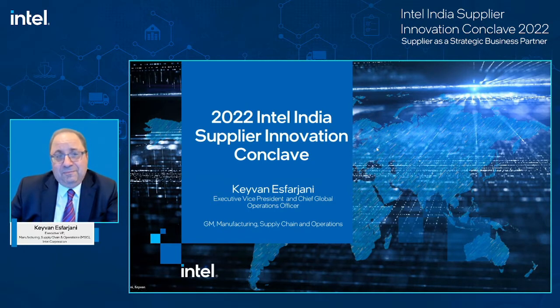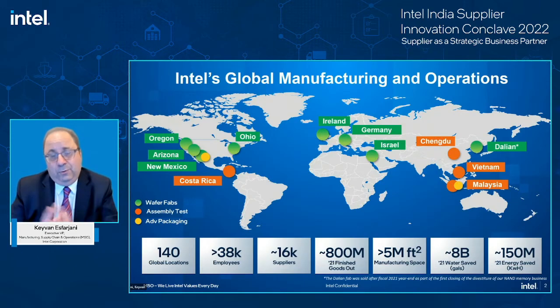Let me start by showing you an overview of where we operate. And this is just our manufacturing operation. Of course, on the left side where you see most of our fabs, wafer fabrication facilities, they're located in the US. We have our mega site operations in Oregon, Arizona, New Mexico. Now, recently, we announced our mega site expansion in Ohio, Ireland, in Europe, Germany. We just announced that as well. And of course, Israel. And we had our memory operation in Dalian.